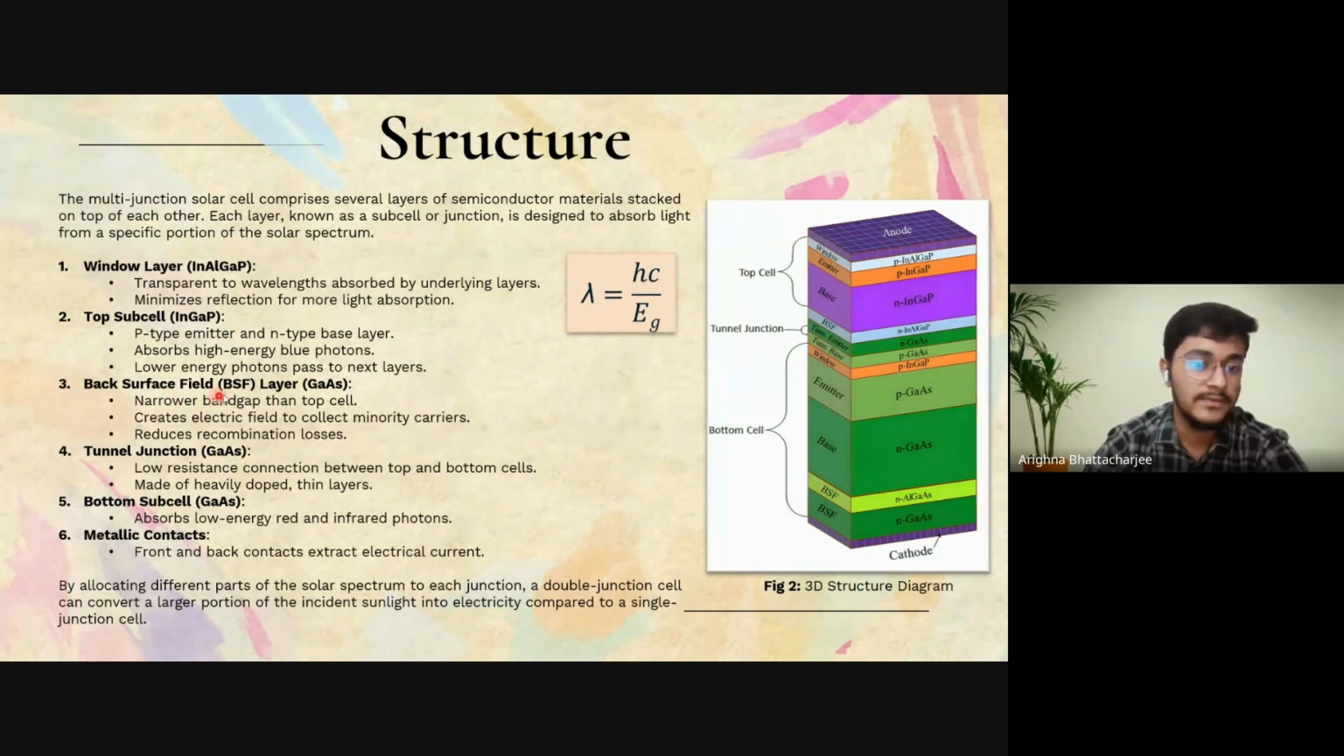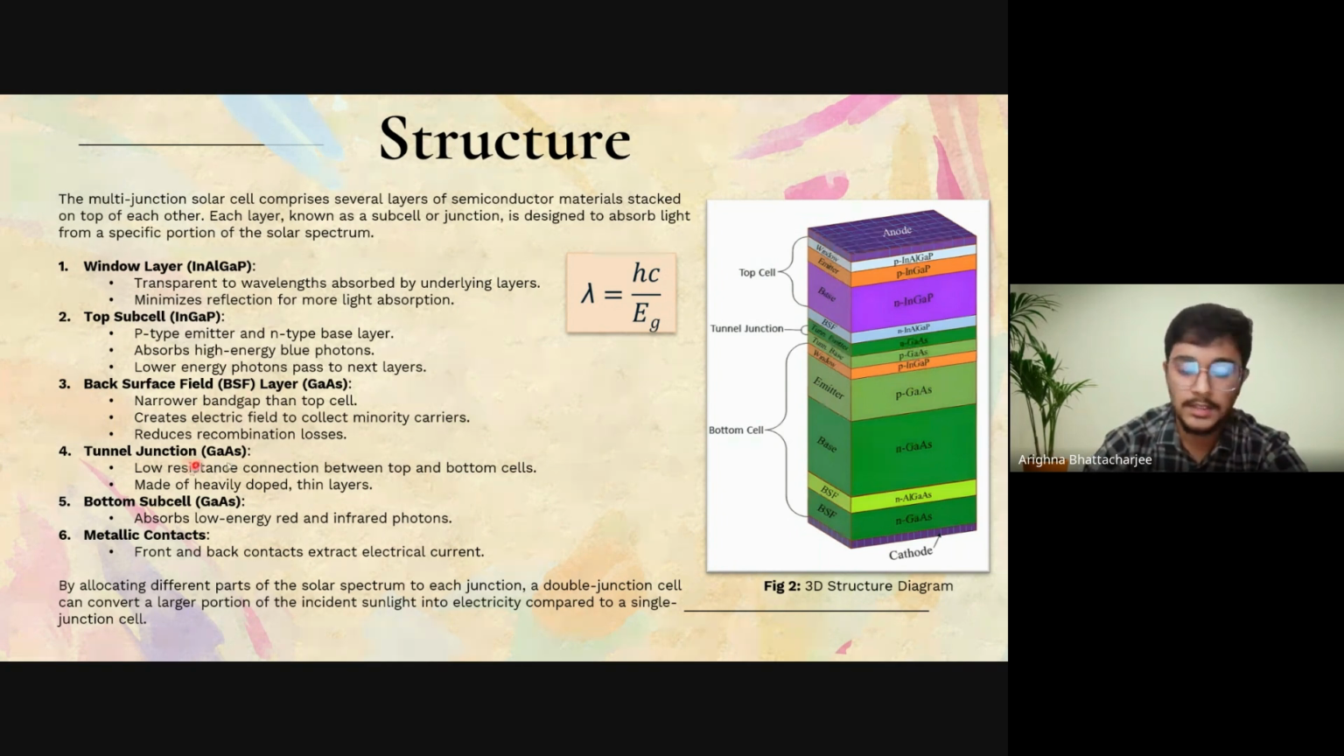Then comes the back surface field layer, BSF layers of the gallium arsenide layer. It's a narrower band gap than the top cell. It creates the electric field to collect minority charges. It creates potential barrier and reduces the recombination losses and pushes the minority carriers to the active region.